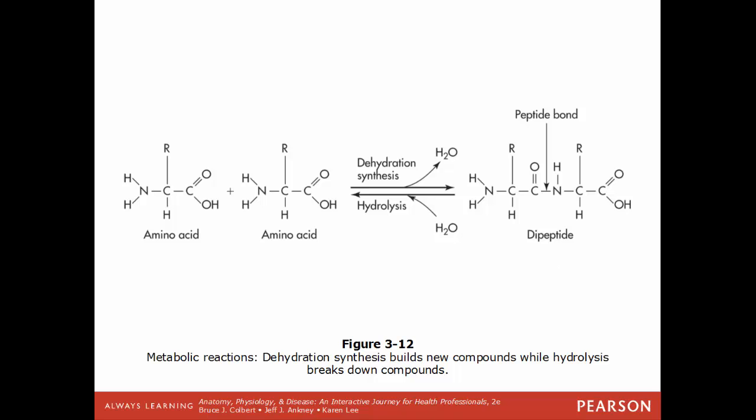The opposite: taking something this complex, like a two-peptide unit structure, using hydrolysis to break it apart, and you end up with two smaller products. That would be a catabolic reaction. So anabolism going that way, and catabolism going that way.